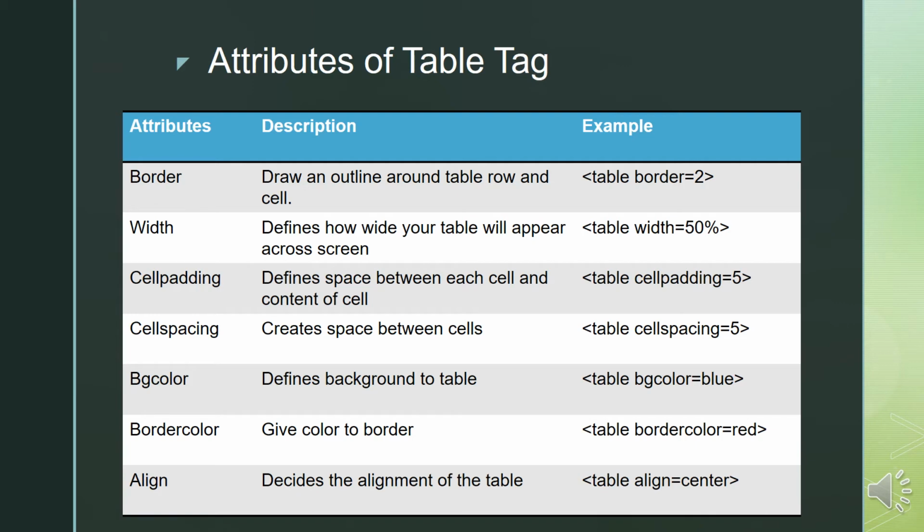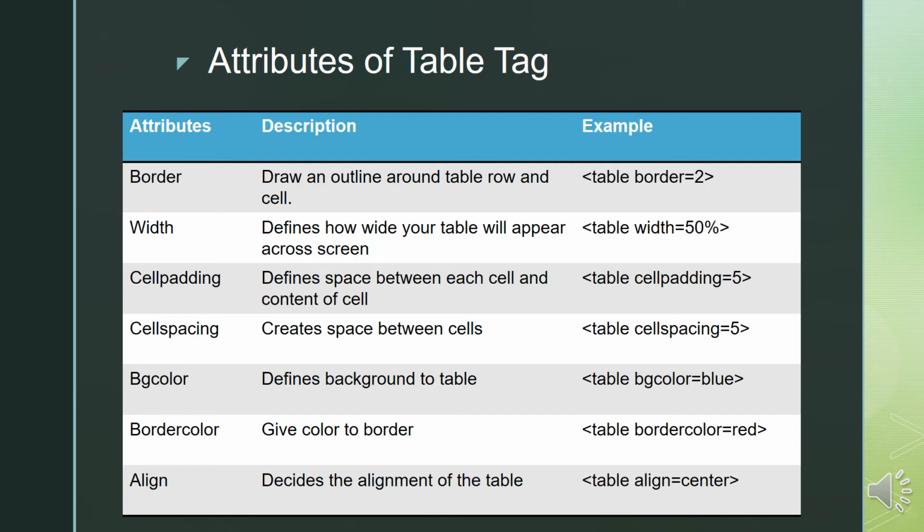The next is cell spacing. It creates space between the cells. Again, the cell spacing value can be between 3 to 10. Then bgcolor. It defines the background color of the table, so only the table background will change. So bgcolor is equal to whichever color or color code you want to give. Bordercolor gives color to the border, so whatever color or color code you want to define.